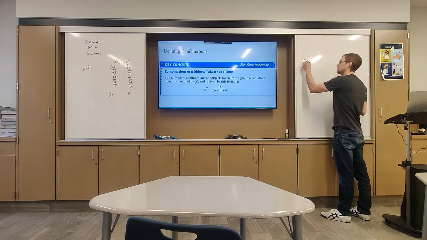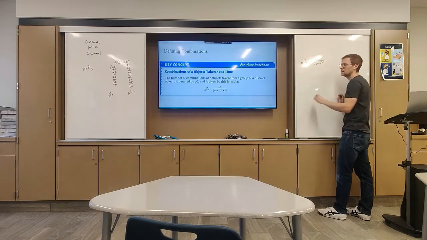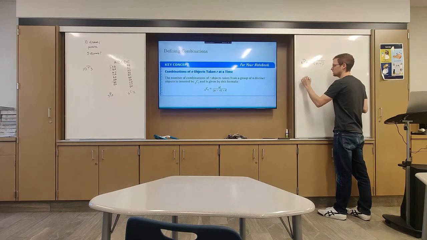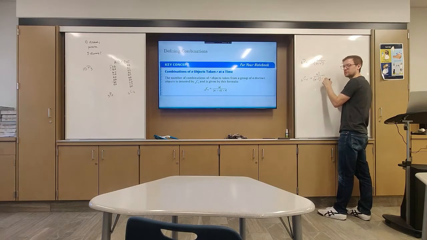So this is nPr, with a P, equal to n factorial divided by n minus r factorial. And with the C, nCr is exactly the same thing, but at the end I have to divide, in the denominator, by r factorial.